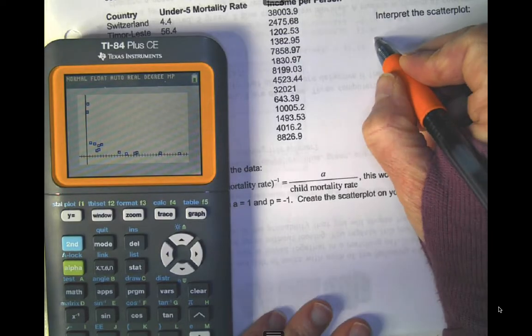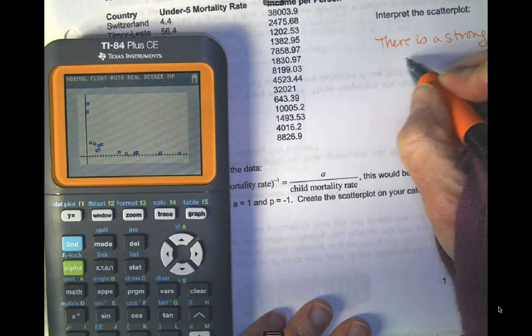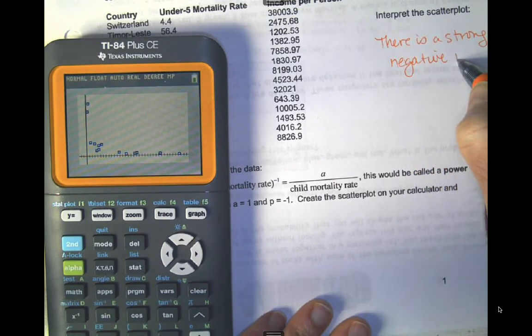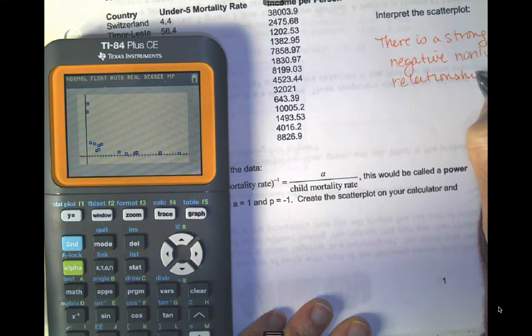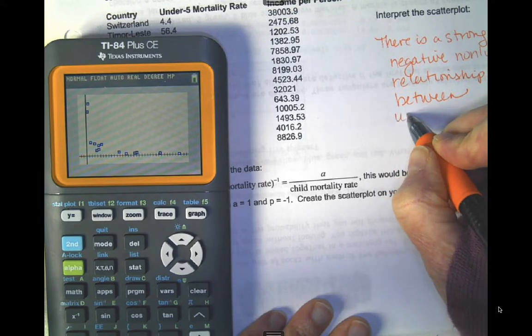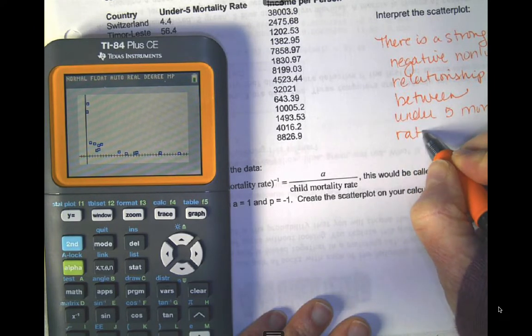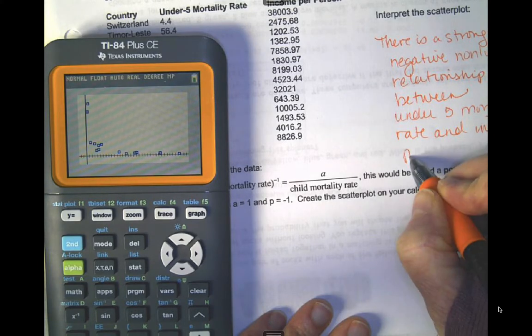So there is a strong negative non-linear relationship between under 5 mortality rate and income per person.